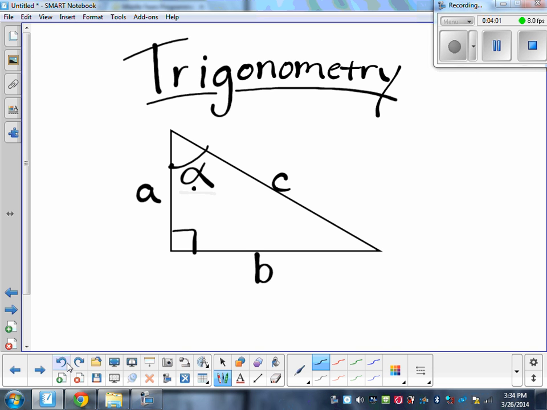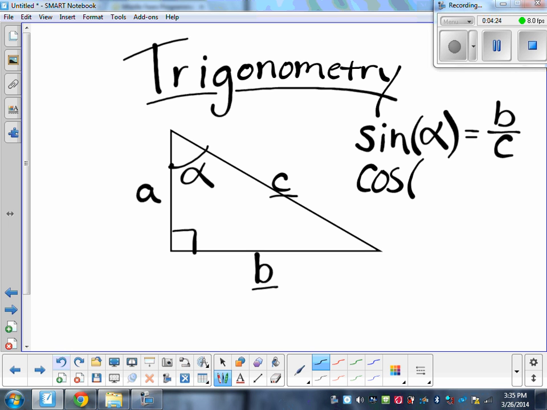So if we were to look at the trig ratios of alpha, we could calculate the sine of angle alpha as the opposite, which is side B, divided by the hypotenuse, which is side C. So the sine of angle alpha is B over C. If we were to look at the cosine of angle alpha, we would be looking at the adjacent side, which is A, over the hypotenuse, which is C. So in this case, the cosine of alpha is A divided by C.